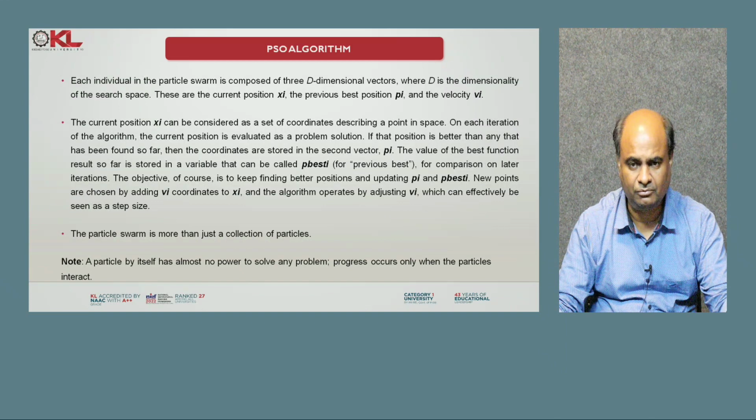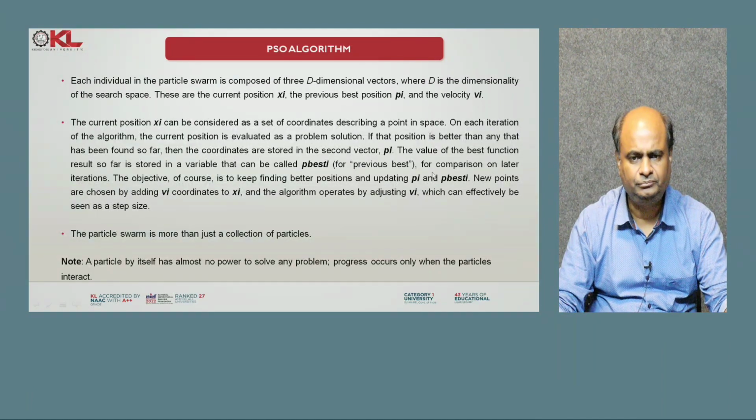You don't know whether you are moving. These are the current position xi, the previous best position pi, and the velocity vi. So it is called the 3-dimension vector: current position, best position, and the velocity. The current position xi can be considered as a set of coordinates describing a point in the space. On each iteration of the algorithm, the current position is evaluated as a problem solution. If that position is better than any that has been found so far, then the coordinates are stored in the second vector pi. The value of the best function result so far is stored in the variable called p best i. That is for the ith particle. That is the previous best.